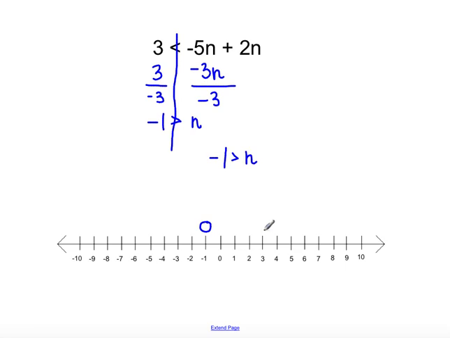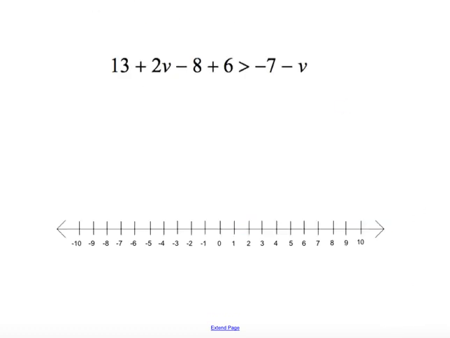Our open dot is greater than or less than. And then since it's bigger than negative 1, I need to have an arrow pointing to all the numbers that are bigger than negative 1. Okay, so there's our first example.